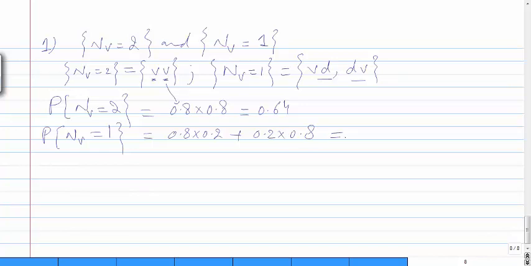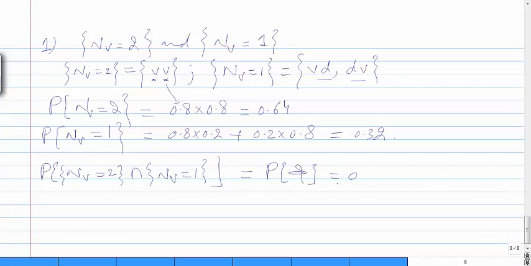Okay, so it becomes 0.2 times 0.16, which is 0.032. Now to calculate the probability of NV equal to 2 intersection NV equal to 1, in this case there is nothing common between these two, so it becomes the probability of the empty set, that is equal to 0.